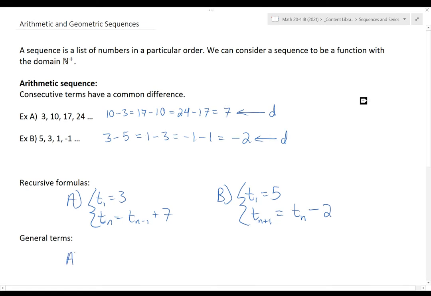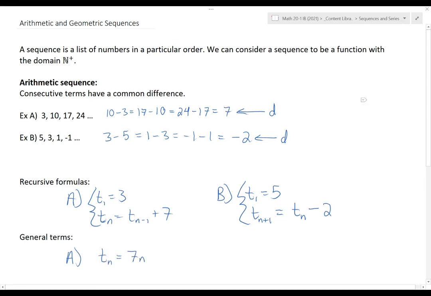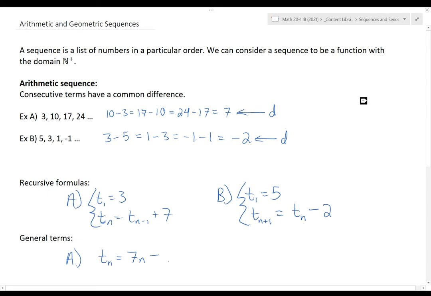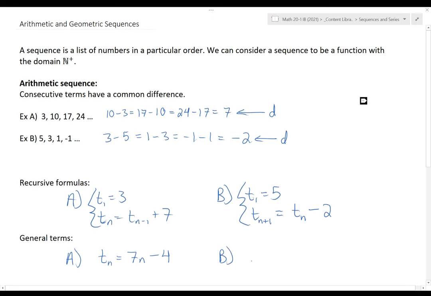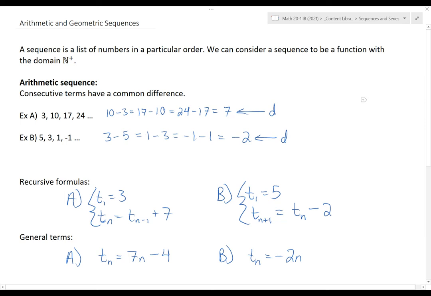For the first example here, Tn is going to be 7 times n, because of the slope times the variable. And then it would be minus 4, because if there were a term before the 3, it would have to be 3 minus 7, it would have to be negative 4. For the second example, Tn is going to be equal to negative 2n, because the common difference is the slope. And if there were a term before the 5, it would have to be 7. That would be the y-intercept of that line. So these are the general terms for arithmetic sequences.